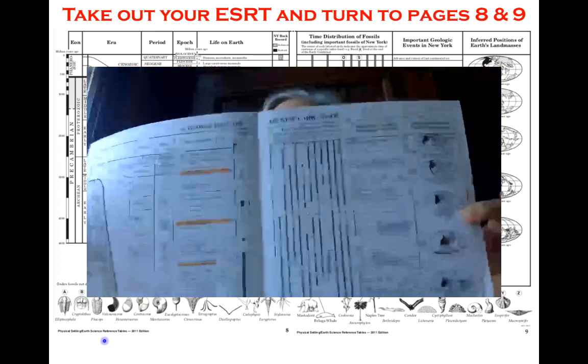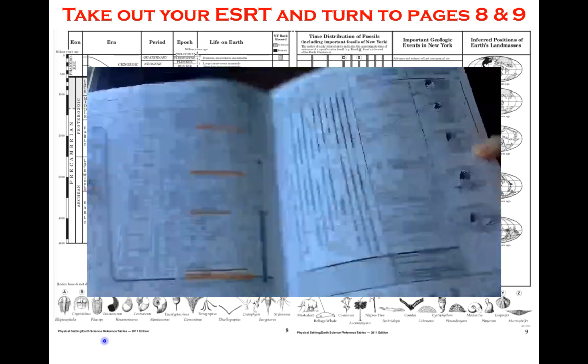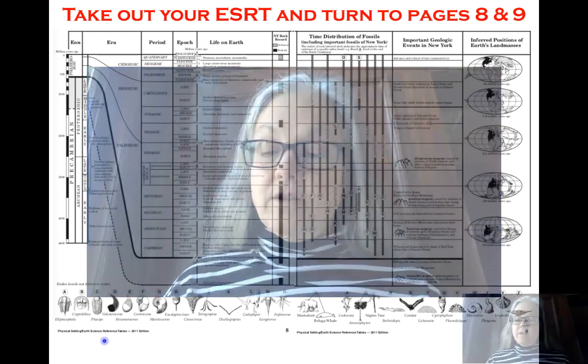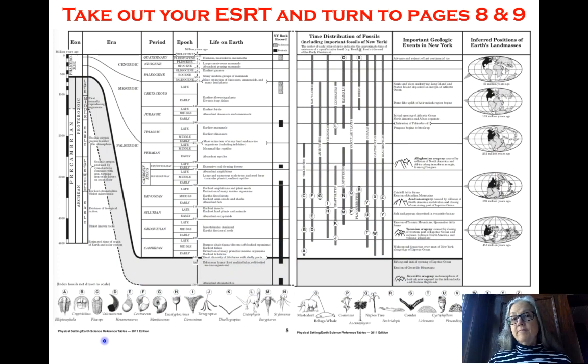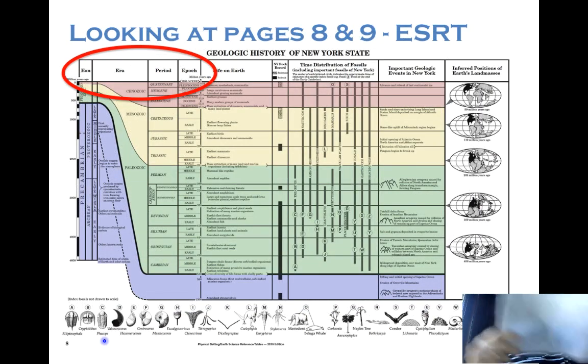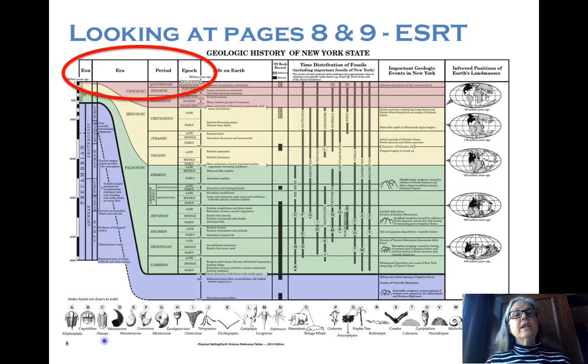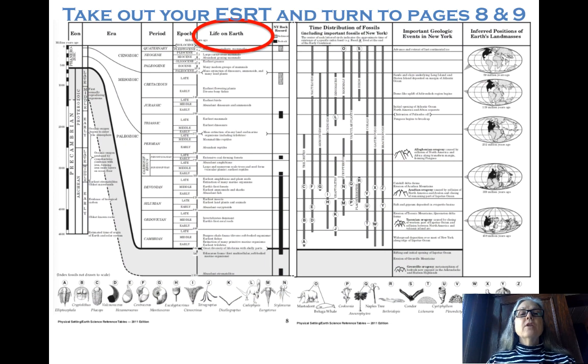I'm going to show you a little bit about the reference table pages 8 and 9. You should have it out so you could refer to it. Recall that I already showed you eon, era, period, and epoch before when last we were face to face. And I told you I'd tell you all about these other sections later. Well, that's today, and that's what's going to happen right now. So I'm going to take you now through each of the columns.